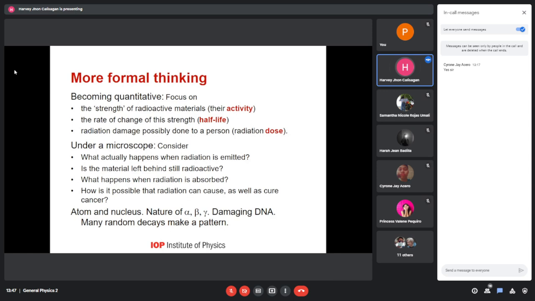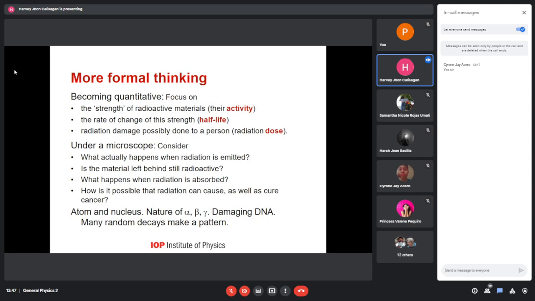And what is under the microscope when you talk about radiation? There are other things that we consider, you know, what actually happens when radiation is emitted? What will happen if you remove radiation from the different materials? Is the material left behind still radioactive, even if we have taken it out? So the answer, whether the material left behind is radioactive or not, it will observe the effect of what? It will re-emit, because it will go back. Okay? Because you're exposed already.